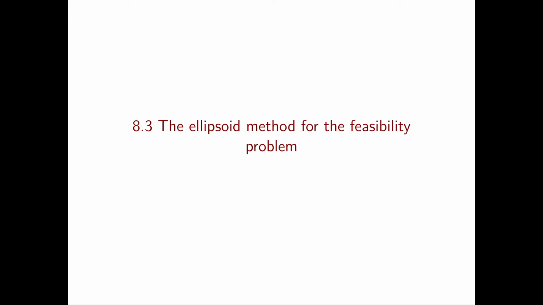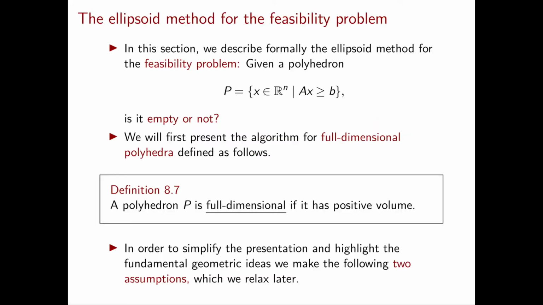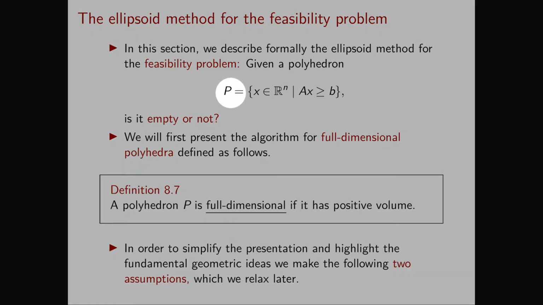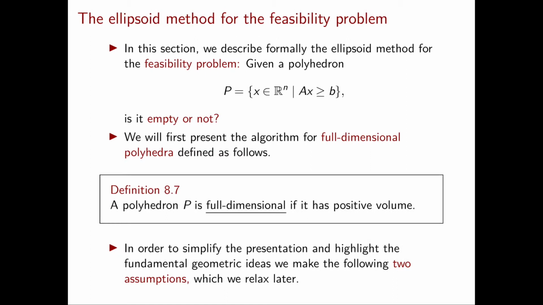Now that we have seen the key geometric idea behind the ellipsoid method, we're ready to see how this algorithm can solve the linear programming feasibility problem. Once again, in the linear programming feasibility problem, we are given a polyhedron P in R^n, described by a system of linear inequalities Ax ≥ b. Our task is to understand if this polyhedron is empty or not.